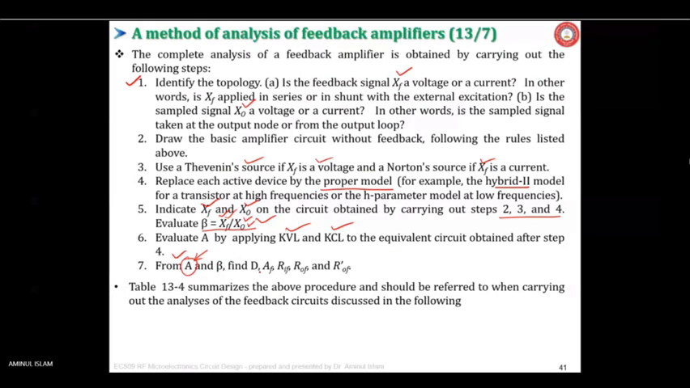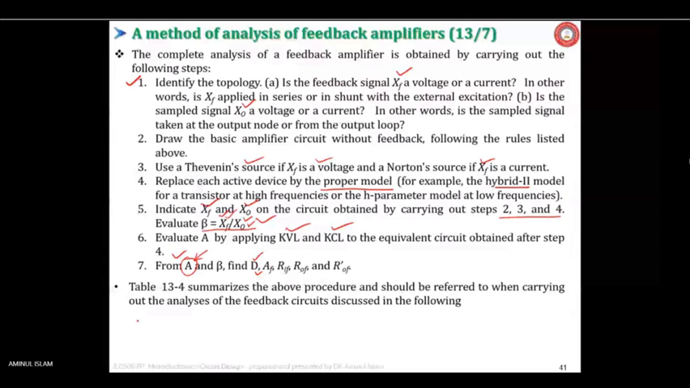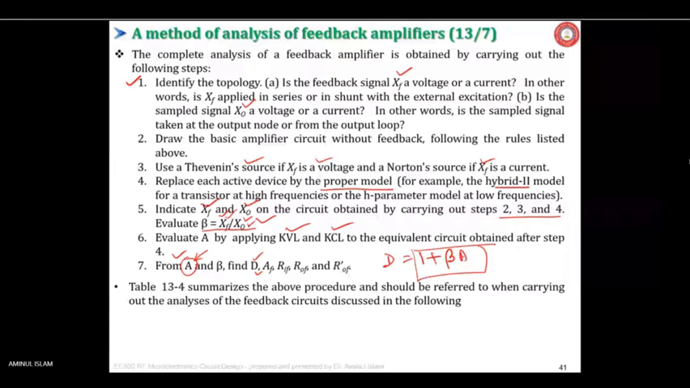Okay, find D, Af, Rif, Rof, and Rof prime. We know what is D? Yes, Harsh Tripathi? Desensitivity. Desensitivity, not distortion. It is desensitivity. We have defined it there. D equals what? We have written here 1 plus beta A, or not? Yes, 1 plus beta A. Okay. A is the gain of the basic amplifier, and beta is defined here.